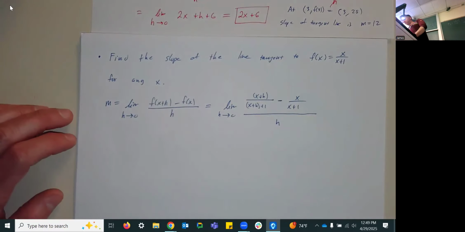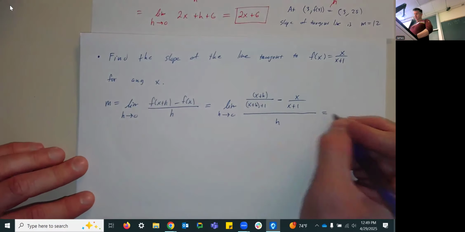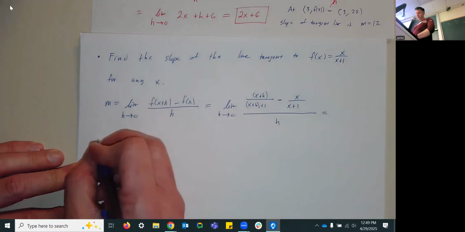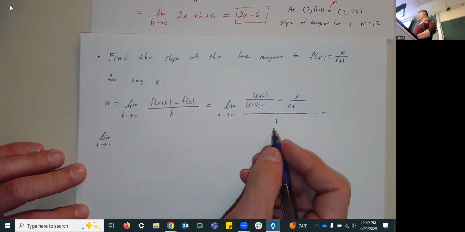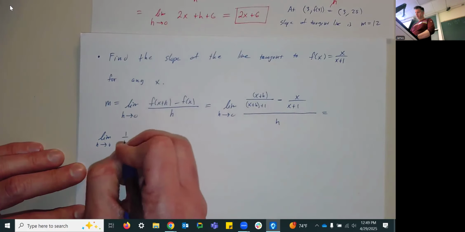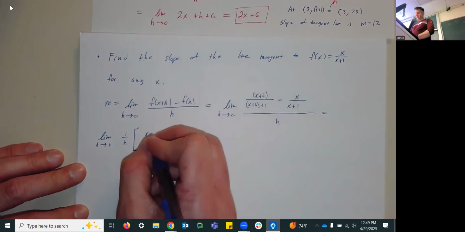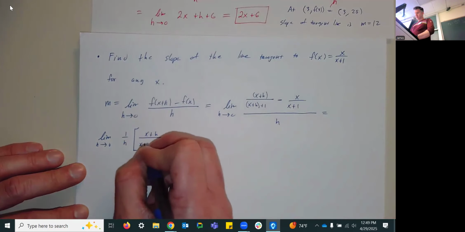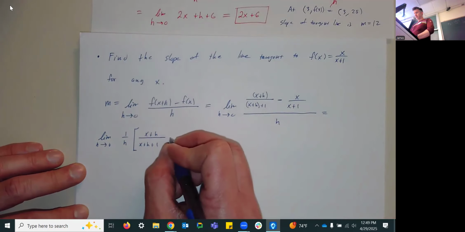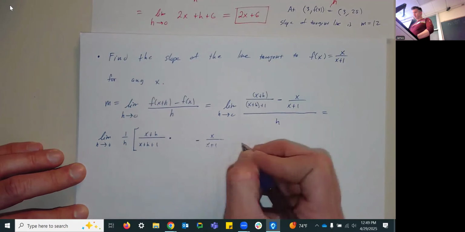Okay, so at this point we have fractions and fractions, which means we probably need a common denominator. So what we have to do here is rewrite it. I'm going to do 2 things at once. First, instead of dividing by h, I'm going to write it as multiplying by 1 over h so that I don't have to have 2 fractions. So it's going to be 1 over h times the stuff on the top, and I'm going to write it as x plus h over x plus h plus 1. I'm going to leave myself some space to multiply by something, minus x over x plus 1 times something.